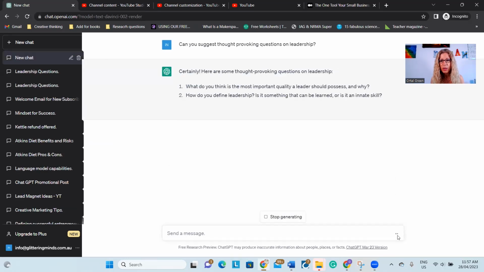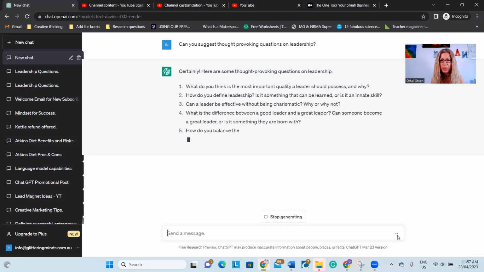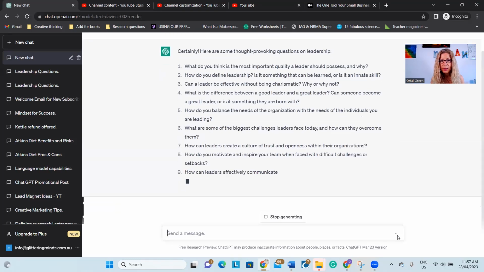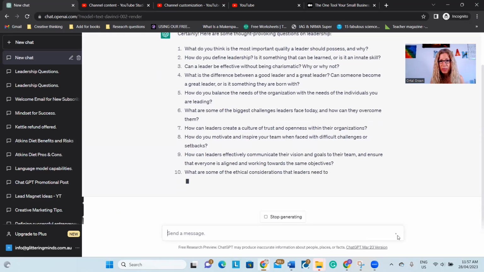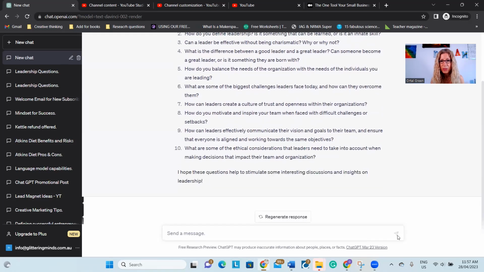Okay, so here we go. We see already a few questions. How do you define leadership? Is it something that can be learned, or is it an innate skill? Can a leader be effective without being charismatic? How do you balance the needs of the organization with the needs of the individual you are leading?